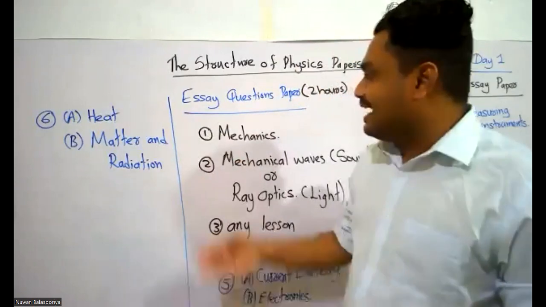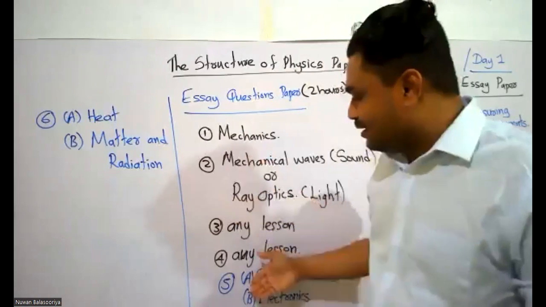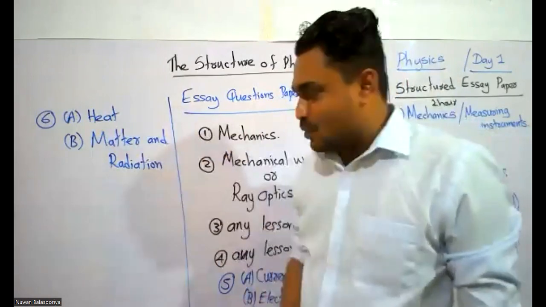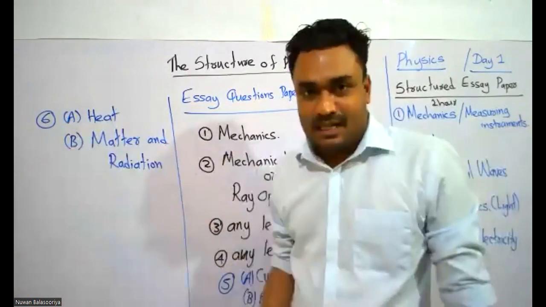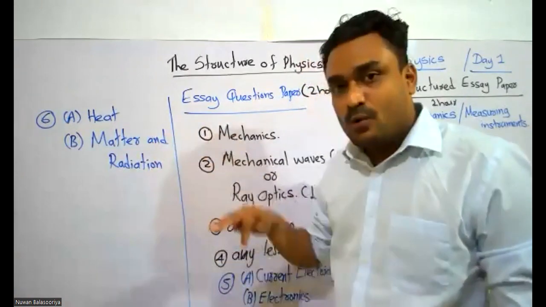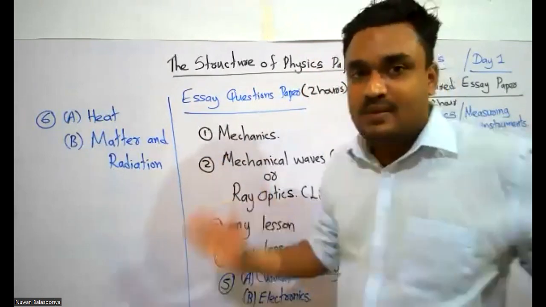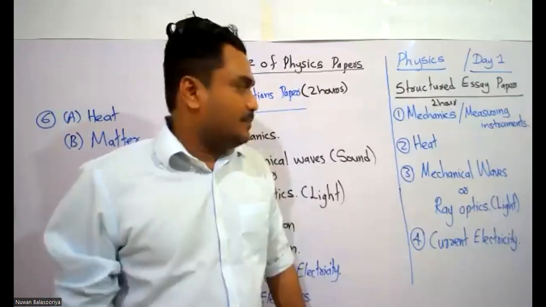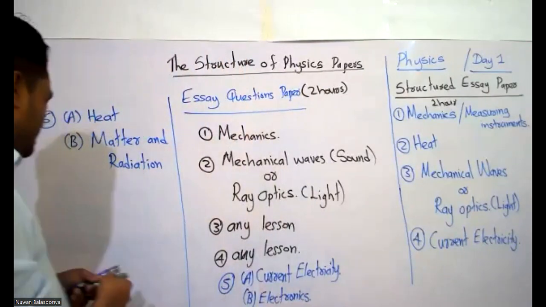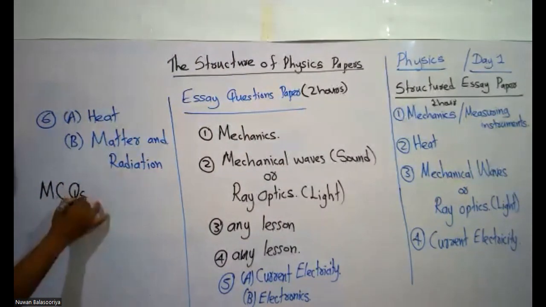So you have to select like 1, 2, 5A, 6A, or 1, 2, 5B, 6B, or 1, 3, 5B, 6A, something like that. You have to select 4 questions, but both A and B cannot be selected. Right. So you will understand when we start discussing papers. Then please write the next subheading: MCQs paper, multiple choice questions paper.